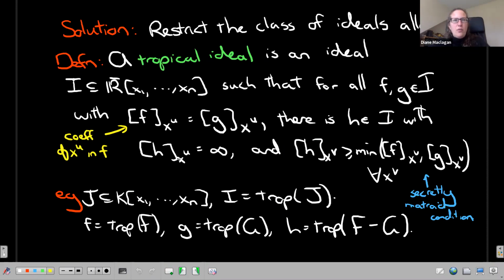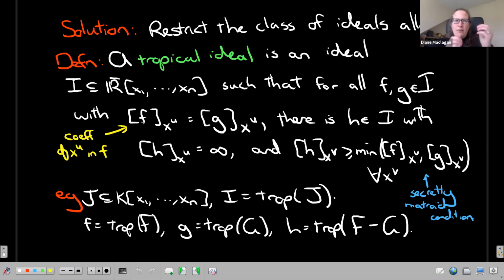Where does this come from? Why is this a good definition? Let's think about the cases when I is the tropicalization of an ideal J. Remember, we said one way to get an ideal in the semi-ring of tropical polynomials is to start with an ideal and then, for every polynomial in the ideal, just tropicalize that, and take the ideal generated by that.